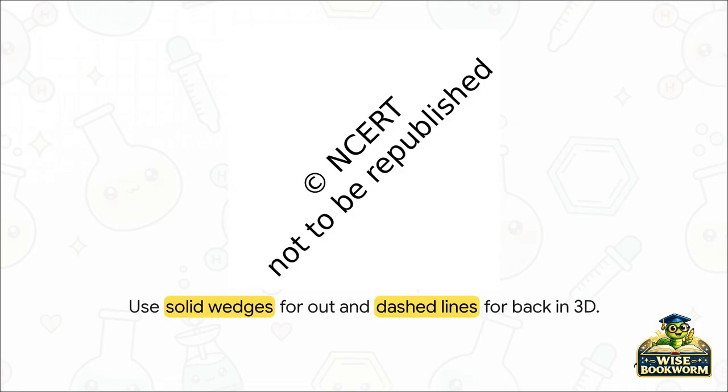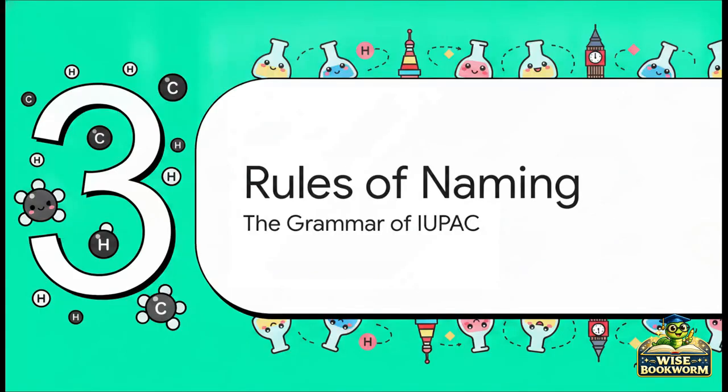And this brilliantly illustrates how we take those flat, smartly lazy 2D drawings and bring them to life in the real 3D world right on the paper. If you see a solid wedge, that means the bond is popping right off the page, coming directly toward you. A dashed line, that means it's pointing away, receding back into the background. It's such a simple trick, but it is an absolutely powerful way to visualize complex 3D architecture on a completely flat surface. On to Section 3, the rules of naming, the grammar of IUPAC.